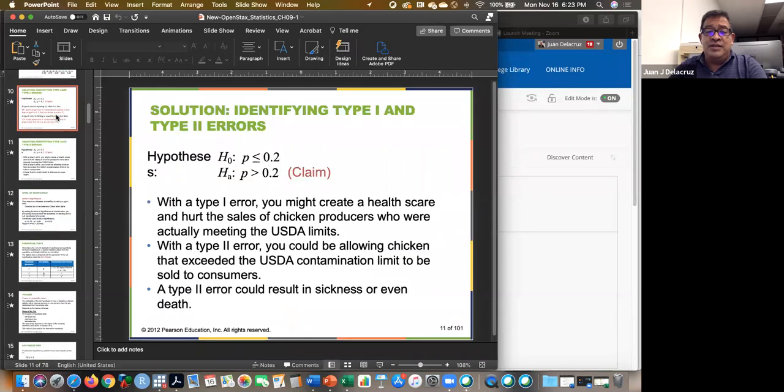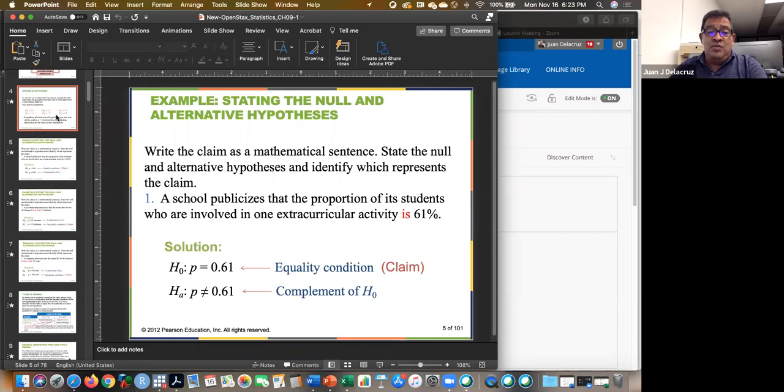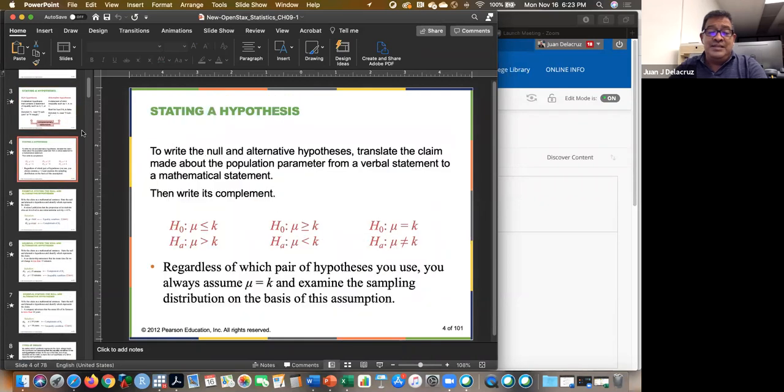I was mentioning, for example, in order to determine one or the other. In this case, if the statement says it's greater than, we are determining the alternative hypothesis as the claim. So we take the counter argument for the null hypothesis. If the argument is greater than, this becomes the claim, and the other is going to be the complement.